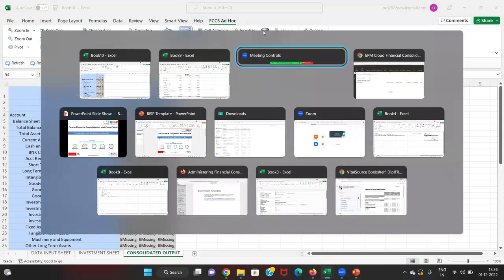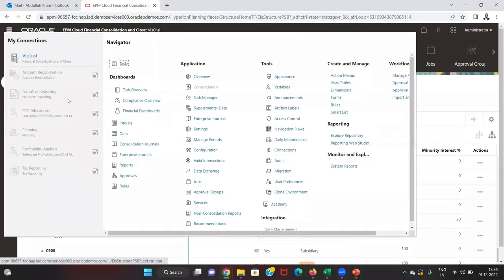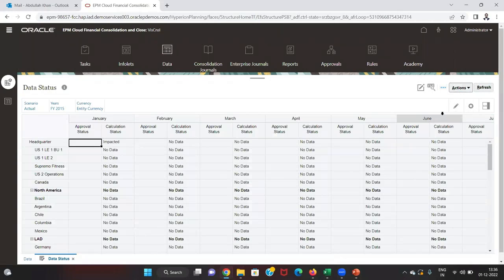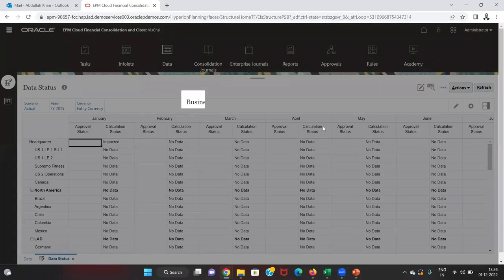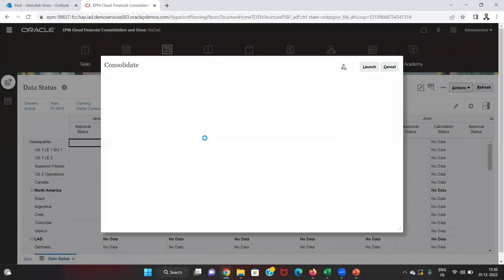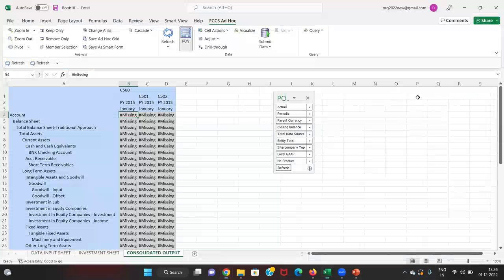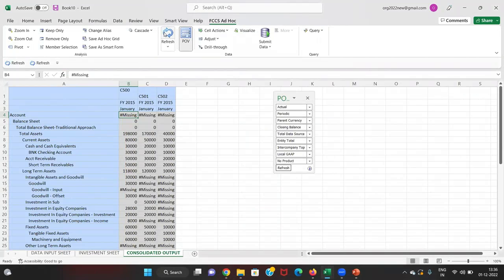So we'll go to the application and try to run the rule of data consolidation. Go to the data status form and just run the business rule, Consolidate. Select my entity. It is already selected here, C500. I'll have to check whether my figures are coming appropriately in my consolidated account. So here we can see the total of the assets is 198.